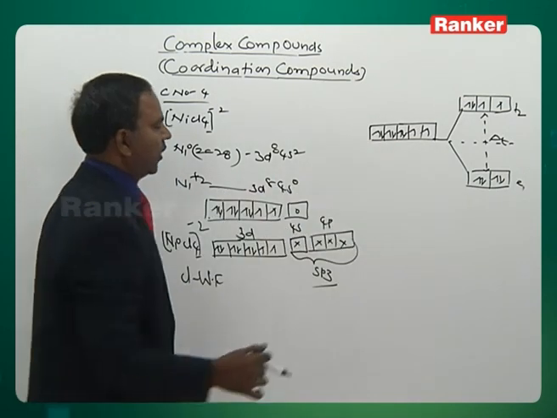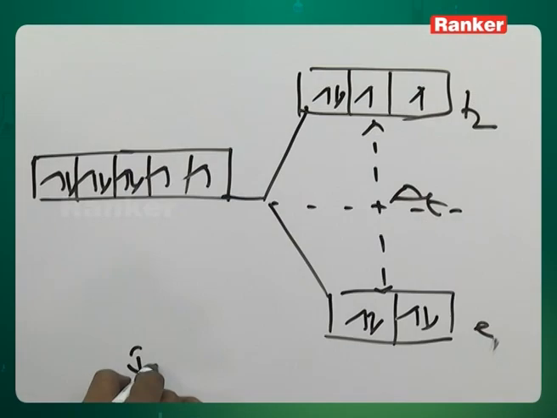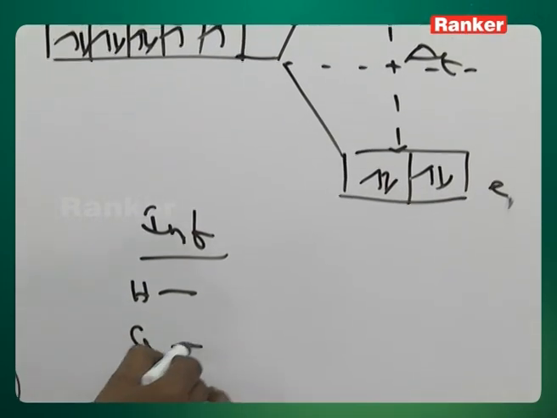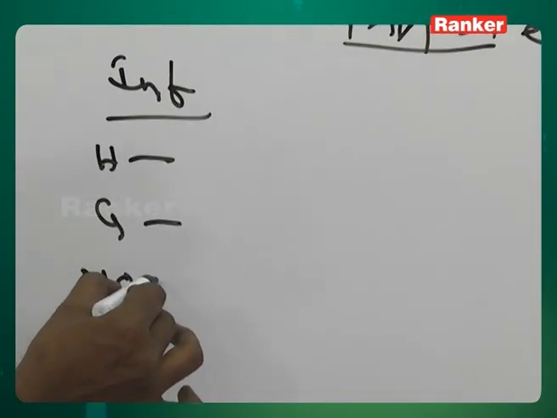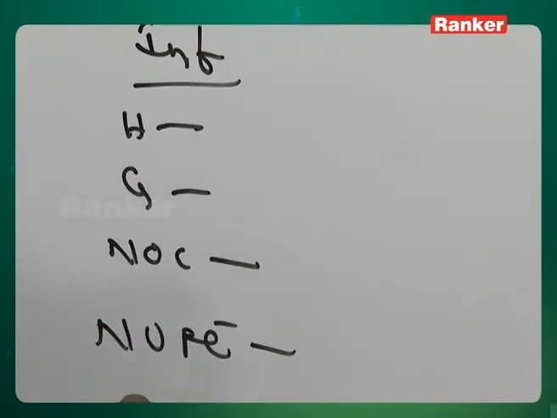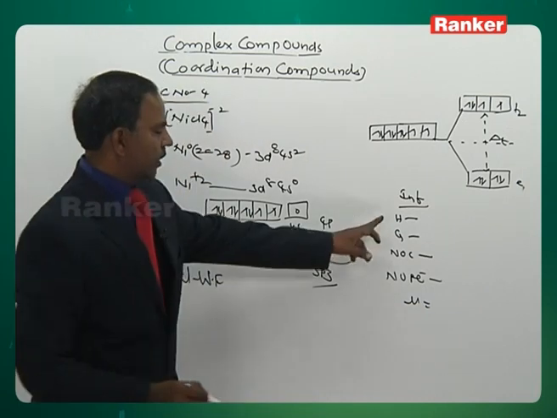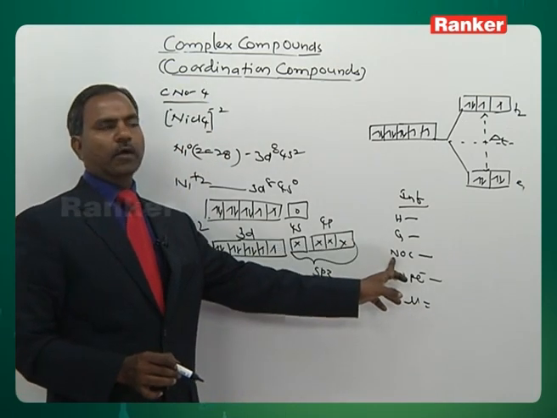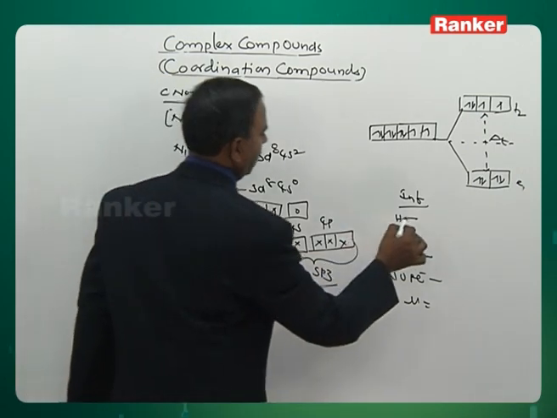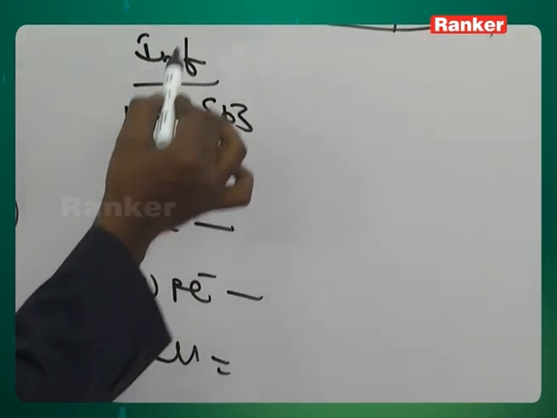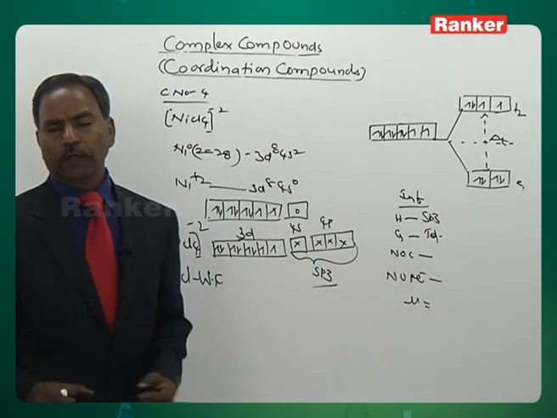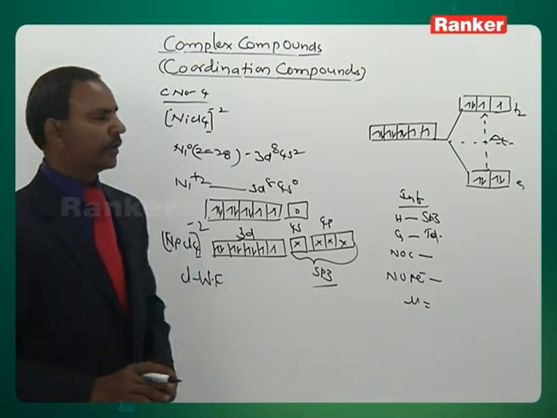Next, let us see this. What is the information about the complex? Hybridization, geometry, nature of the complex, number of unpaired electrons, and magnetic moment. Hybridization, we have solved it as sp3, geometry tetrahedral. With sp3 hybridization, you know well the geometry comes to be tetrahedral.